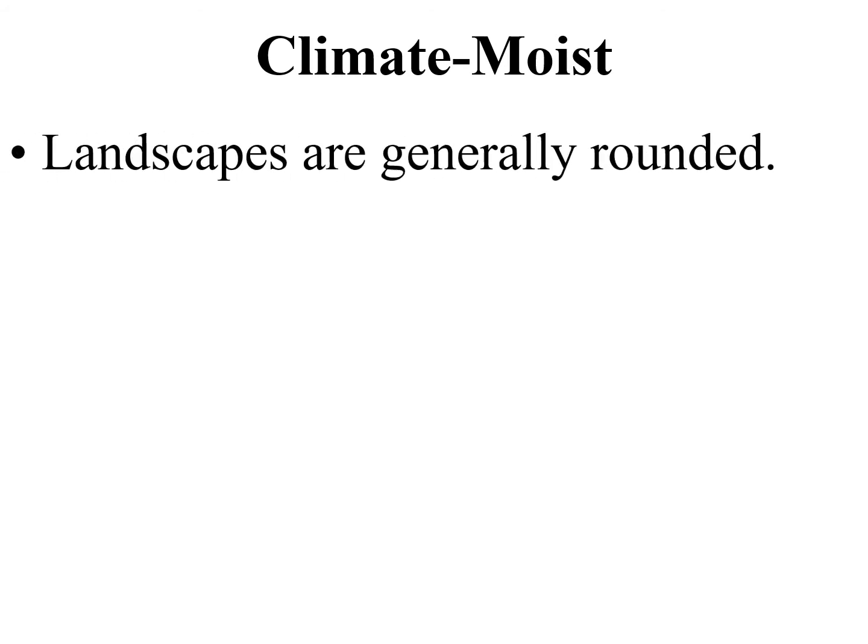So climate is going to have a huge effect on a landscape. So we'll talk first about what a moist climate looks like. In a moist climate, the landscapes are generally rounded. Now, why would that be?